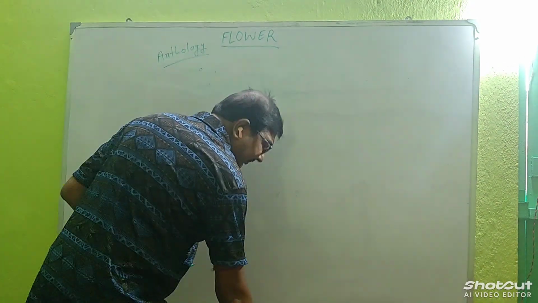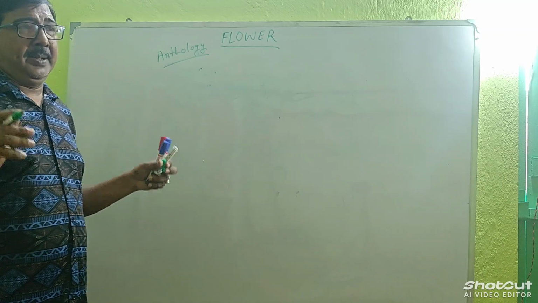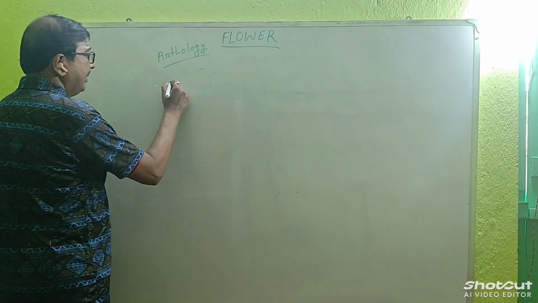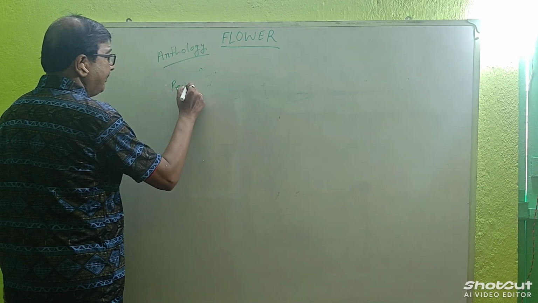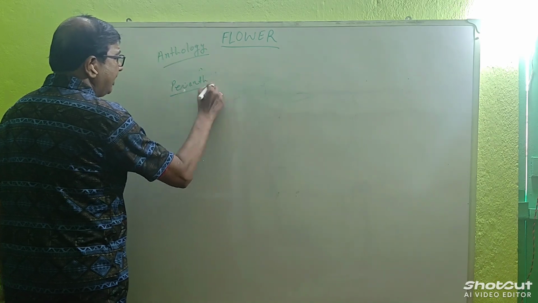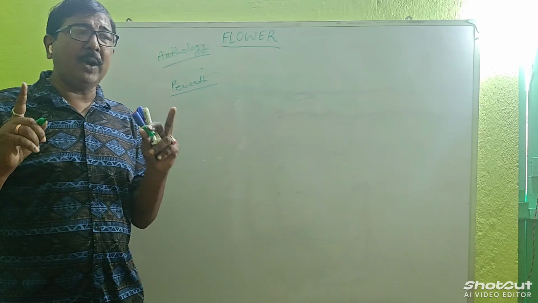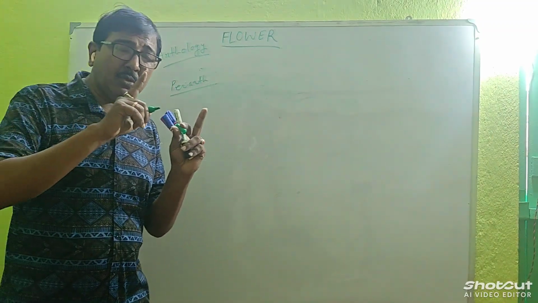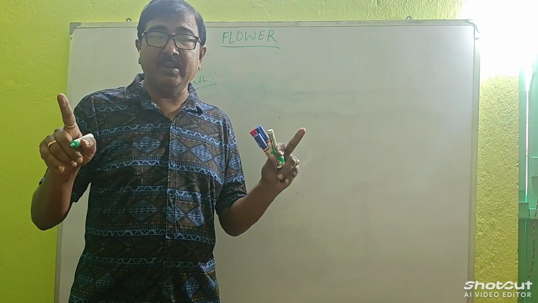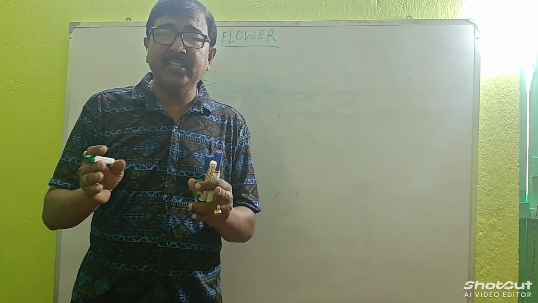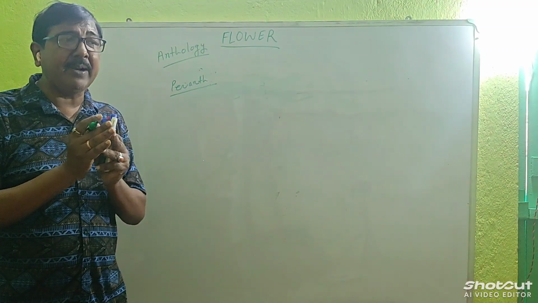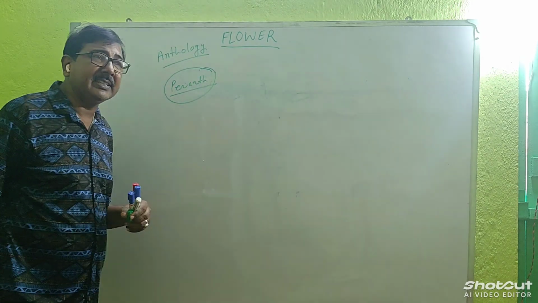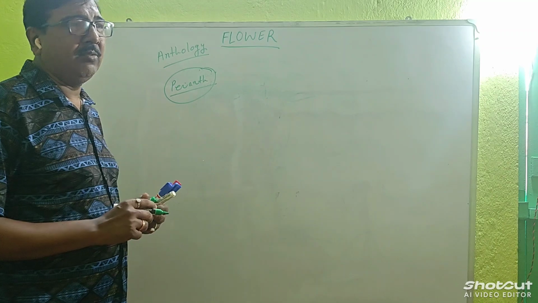Next is perianth, another important word. Perianth means when the flower has two parts, sepal and petals, and these two parts cannot be separated. যদি আমরা সেপেল আর পেটালকে যদি সেপারেটেড করতে না পারি, যদি সেম পার্ট হয়, একটা only one part is formed, this is called perianth. This is also an important word.